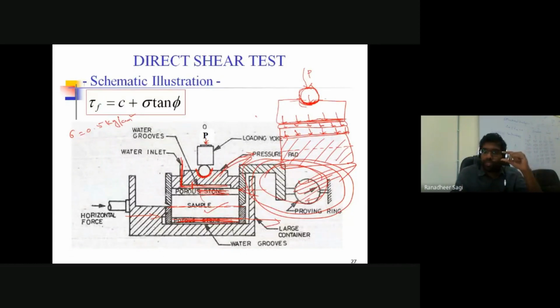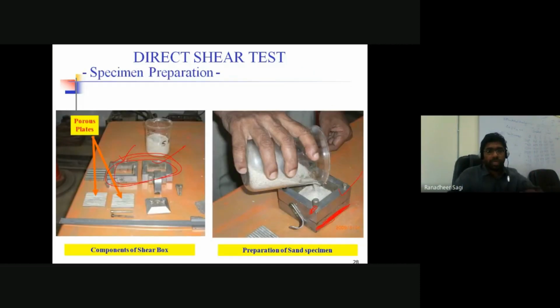Two centimeters in the sense that the top 1 centimeter of the soil layer will be in the top split half region of the box, and the next 1 centimeter thickness of the soil sample will be in the bottom split half portion of your direct shear box. Okay, so this is a clear picture of how each individual part of the direct shear box will look.